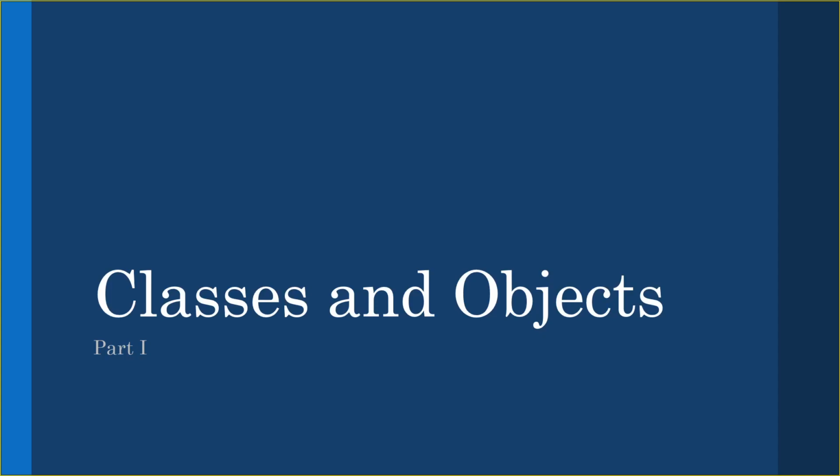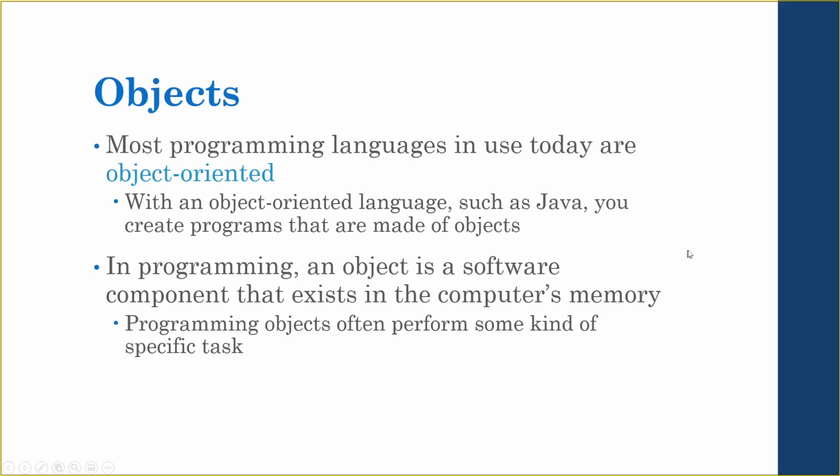In this video, we're going to discuss the concept of classes and objects in a little more depth than we've gone so far. An object is a very important concept in object-oriented programming. Most programming languages that we use in modern development are object-oriented languages. Java is an object-oriented language. So we're going to create programs that are made of objects, and it's important to understand what an object is in order to actually use those.